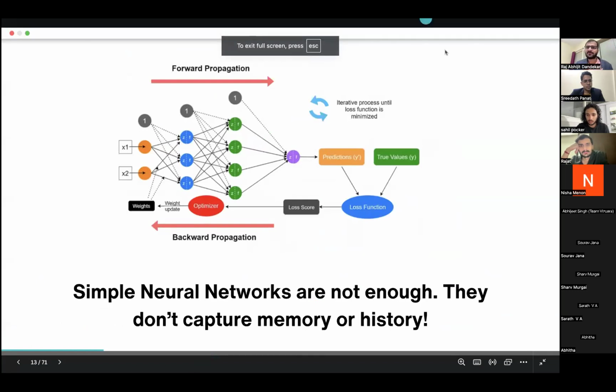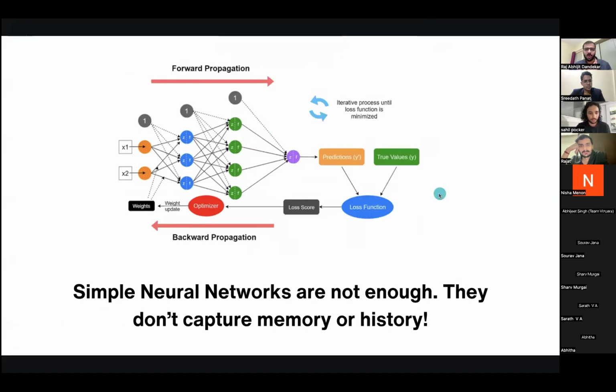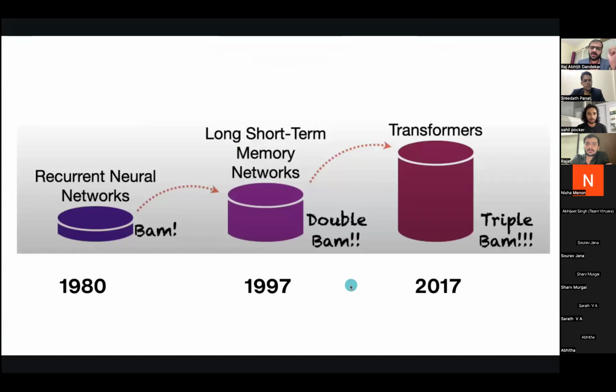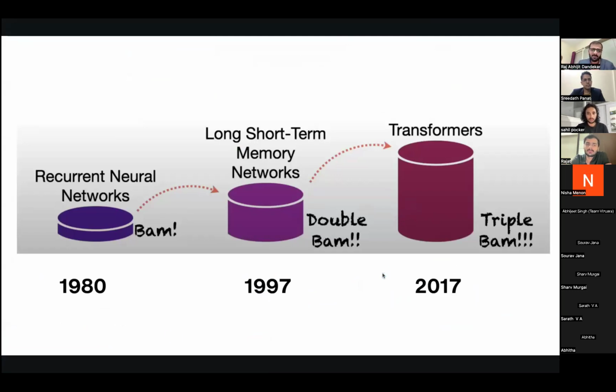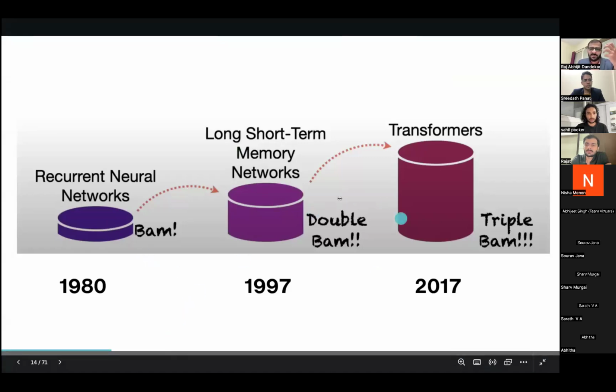And up till now, we have seen that neural networks are not good because they don't capture memory, and we need memory when we are dealing with text. So then what happened between 1980 to 2017? Transformers or large language models didn't just come out of random. There has been a historical progression. So especially there are two main techniques which I want to briefly touch upon.